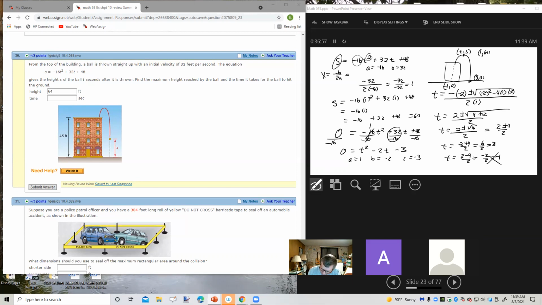But so what is our time? 3 seconds. And again, that's not the time it reaches the maximum height. That's the time when it hits the ground.